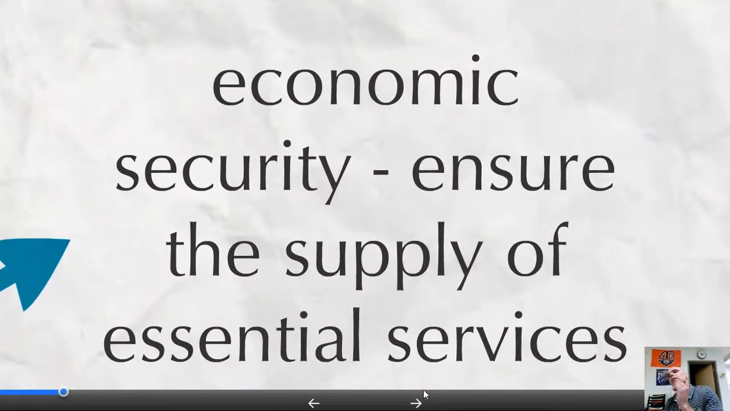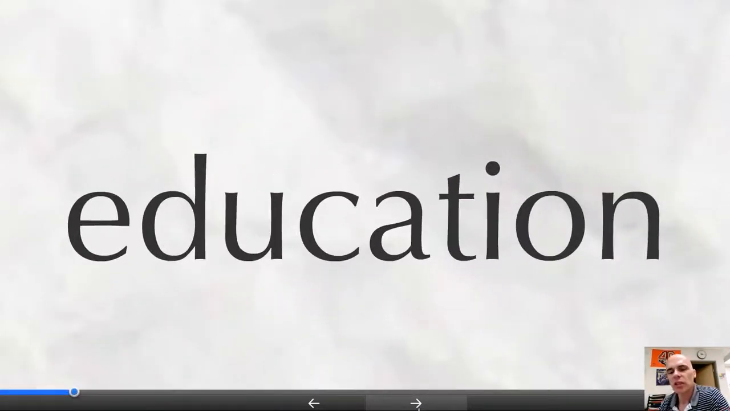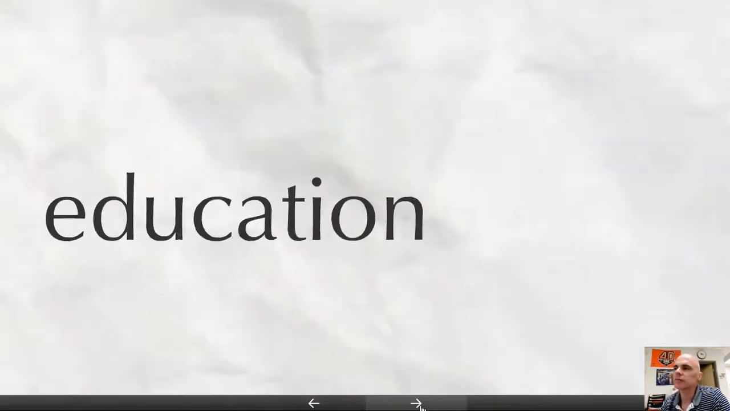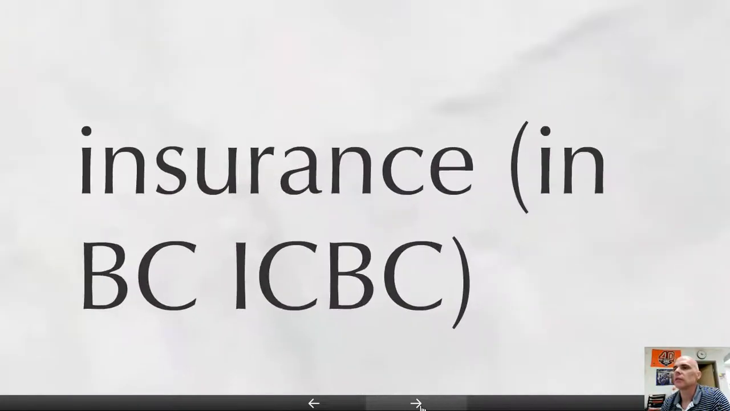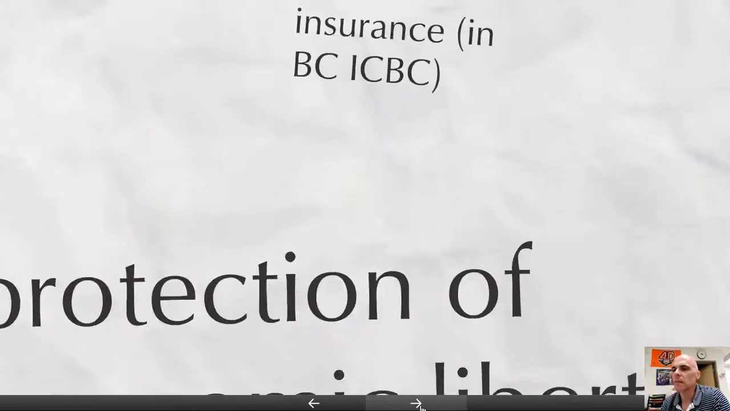Economic security. We must ensure the supply of essential services. So in Canada, that means education is an essential service. It's a public service, and the government has an invested interest in making sure that we secure the supply of that. Welfare, healthcare, and in BC, we have insurance through the ICBC.